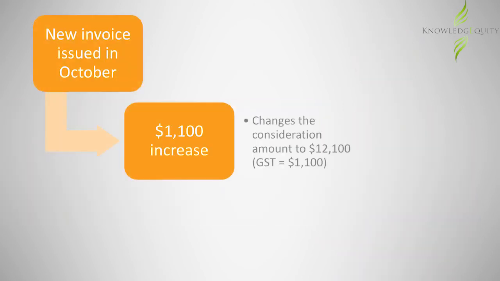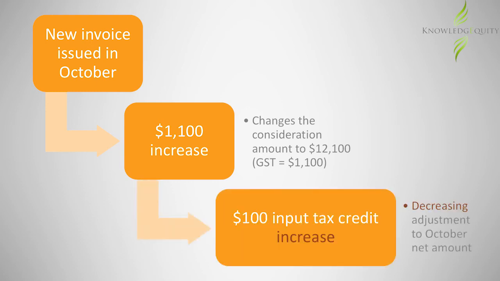In this case, SSP, as the purchaser, has a decreasing adjustment of $100 in October. This will be applied as a $100 input tax credit increase and therefore reduce the net amount. The $1,100 input tax credit on the new invoice will be accounted for as per normal in the October statement.